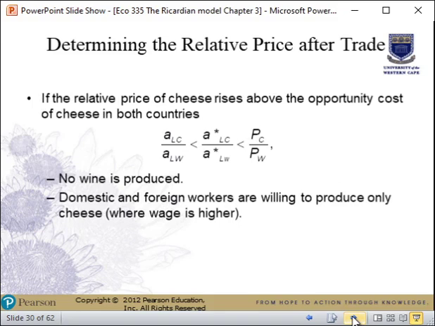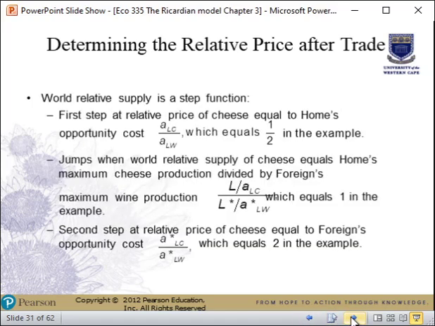Fifth scenario: if the relative price of cheese rises above the opportunity cost of cheese in both countries, then there will be no wine production in both countries. Rather, workers in both countries will only produce cheese, since the cheese industries offer higher wages. From the five scenarios, we can see that the world relative supply has a stepped function or structure. Let us use an example.